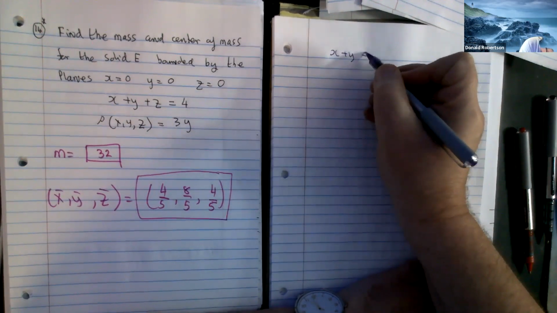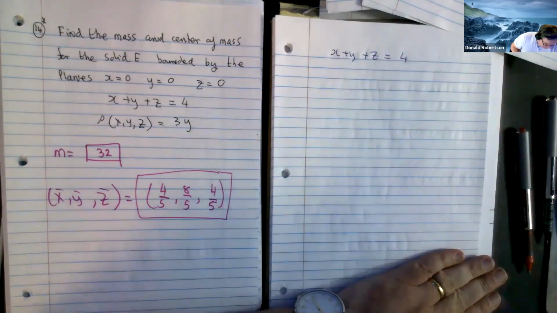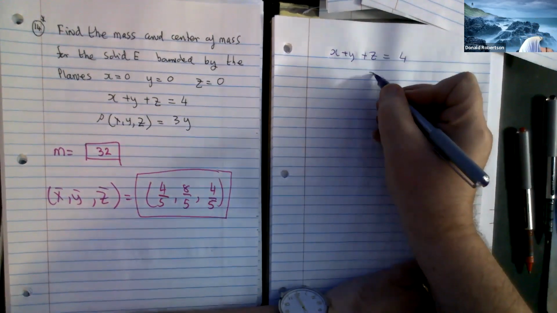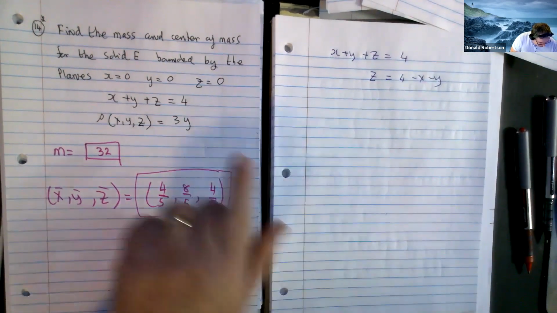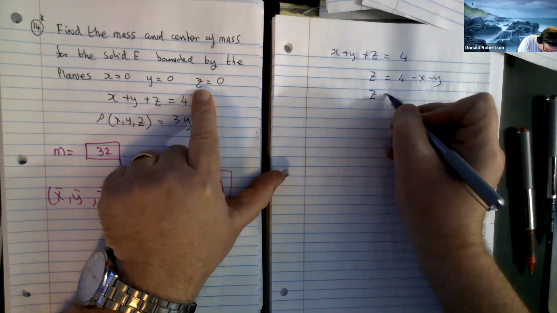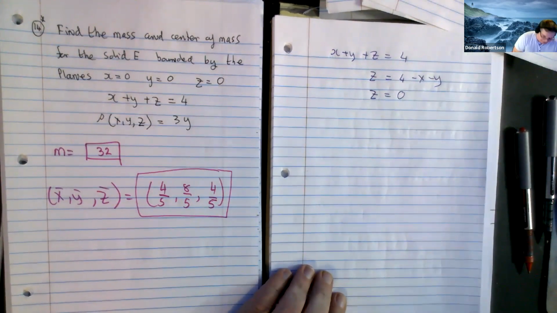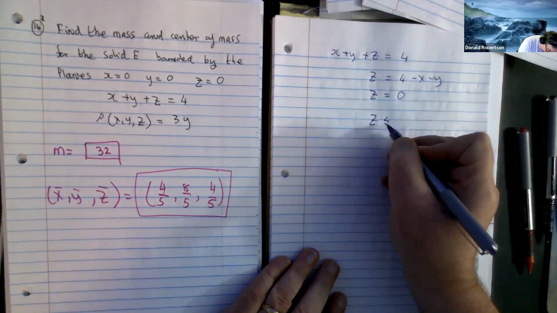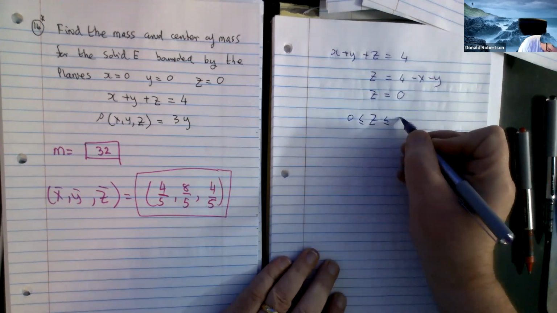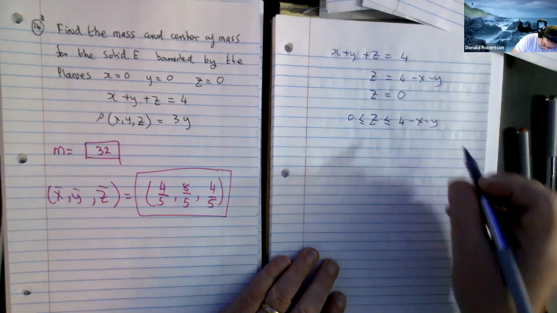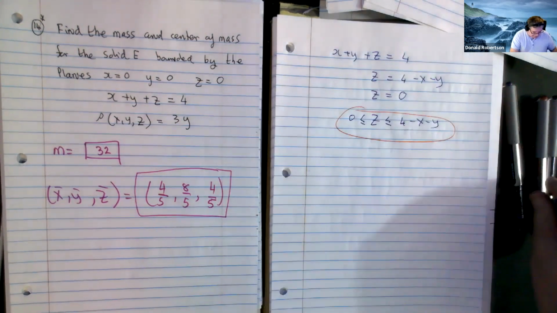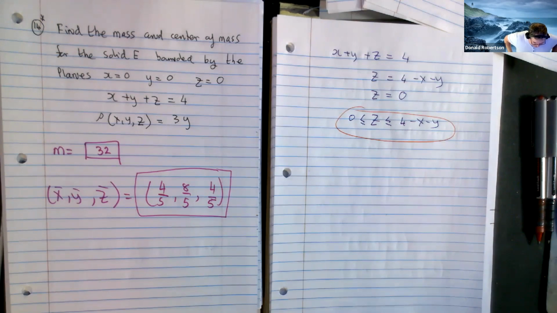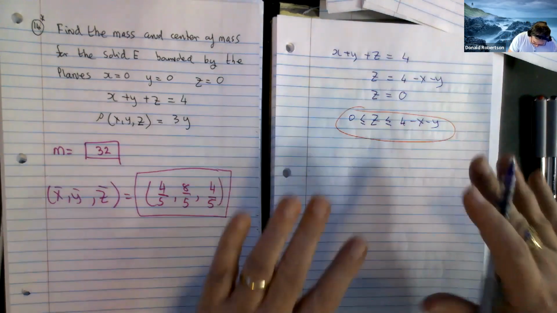So this guy, I'm going to start here. If I rearrange this fella to get z, I get this guy. And if I use that piece of information, I get this guy. So I've already got my limits of integration for z. I now imagine this shape, right, being on the xy plane.